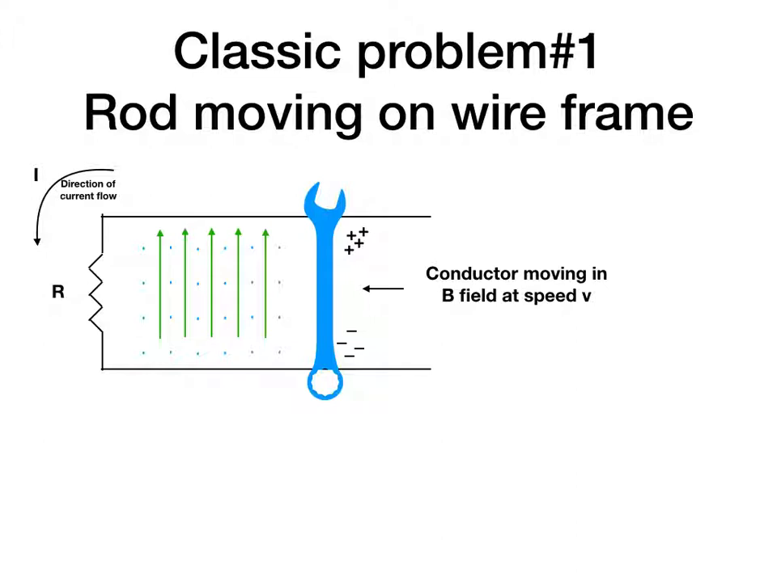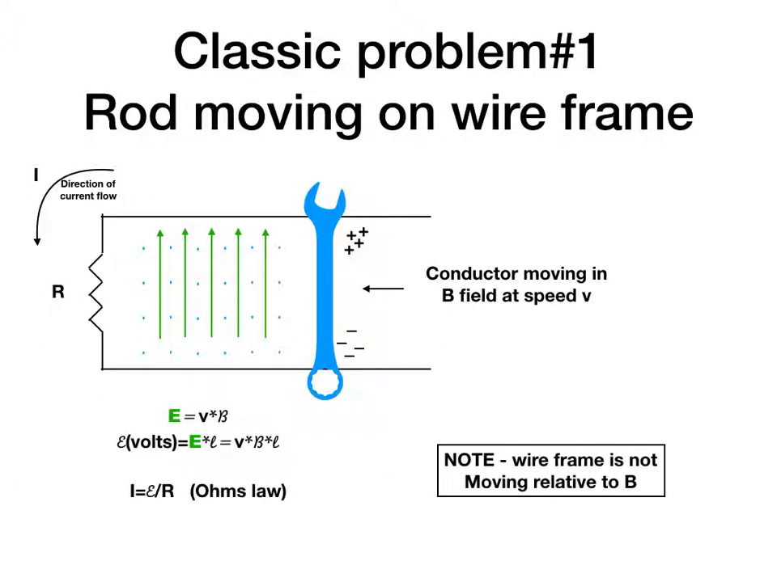the potential difference, or the electromotive force, is the field times the length of the rod, which is the velocity times the magnetic field times the length of the rod. The current is just the voltage over the resistance, and we can find the current. Now again, the only thing that's moving relative to the magnetic field is the rod, which is in blue, and all the rest is not moving. So it doesn't sense any electrical field.